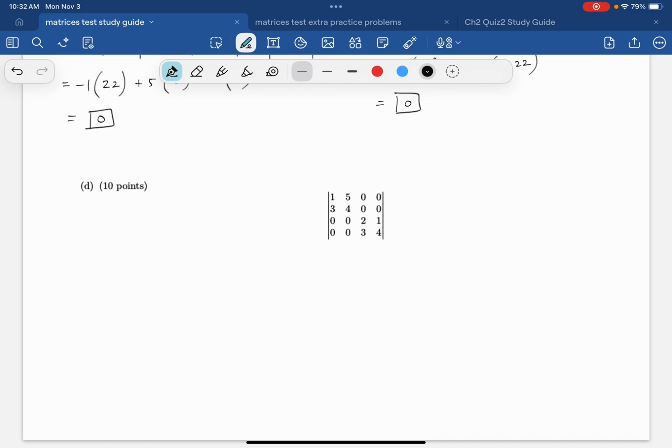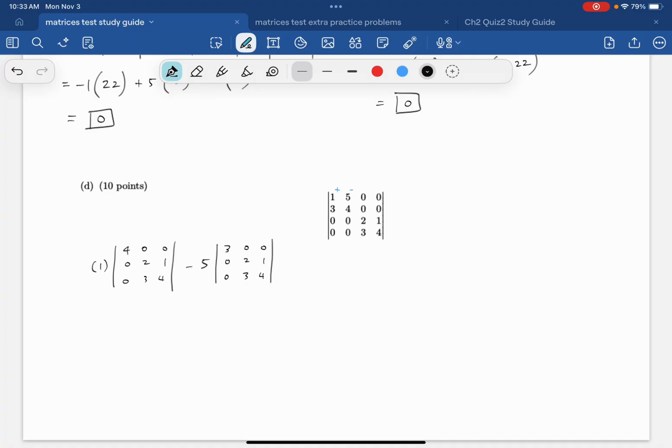Looks daunting, but if I choose the rows carefully, this is not hard at all. So let me do this using the first row. You could have done pretty much any row or any column. It would have given the same amount of work, but I'm just going to choose the first row. So this is going to be plus and minus here. So it's going to be 1 times the determinant of 4, 0, 0, 0, 2, 1, 0, 3, 4, minus 5 times the determinant of 3, 0, 0, 0, 2, 1, 0, 3, 4.